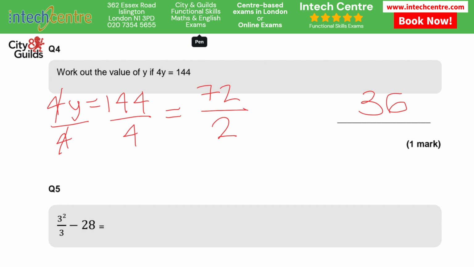To go back, we can check if this is correct, so we just substitute it into our equation. So 4 times y, which is 36, is equal to 144. As long as this calculation here is correct, we know that we have the correct value for y.